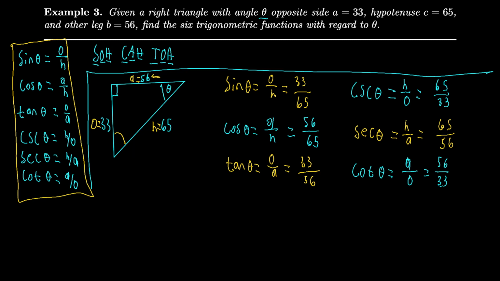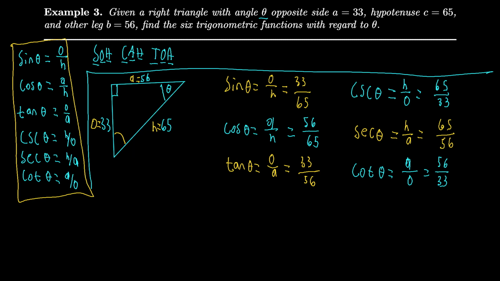33, and this would have been the side opposite, and this would have been 56, and this would have been the side adjacent. However you want to go about doing it, notice that you don't have to know theta in order to know the angle relationships, or the side relationships rather, of the sides opposite, adjacent, and hypotenuse. That is literally the definition of sine, cosine, tangent, cosecant, secant, and cotangent.